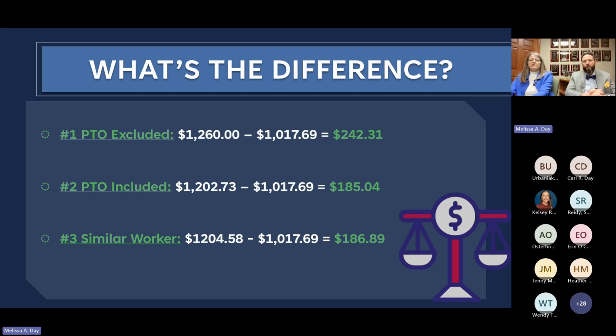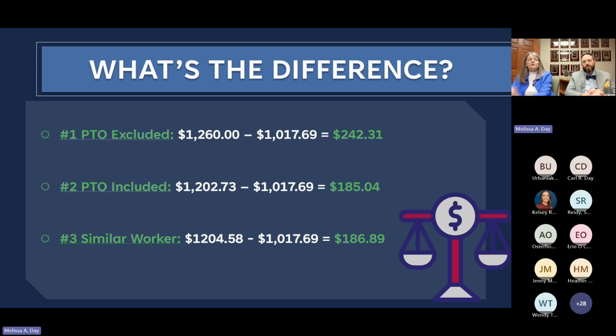Wow. So if you think about the different ways that we've calculated the average weekly wage so far, we started with Outchits wages where we didn't have an explanation for why he would receive wages a couple of weeks where there were no days of work listed. And that led to an average weekly wage of $1,260. If we do the proper and reasonable and fair method of calculating his average weekly wage and arrive at $1,017.69, there are savings of $242.31 on the average weekly wage. The same thing as if you include the PTO, you're saving $185.04 a week.